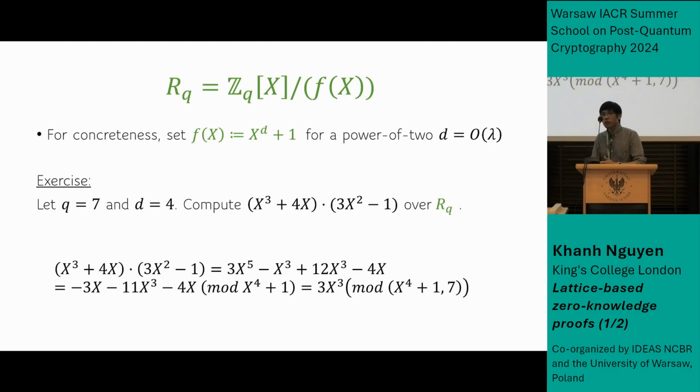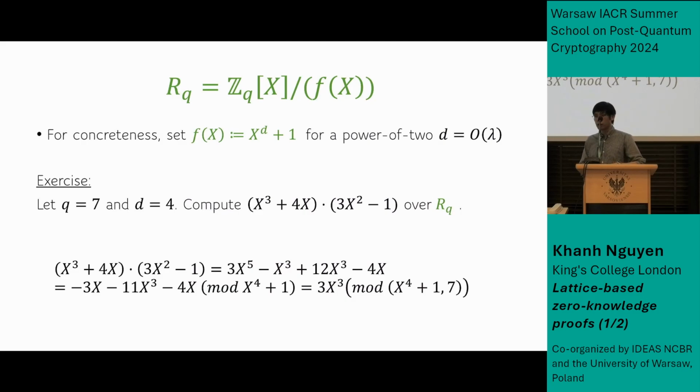Now, what's going on if we want to do this type of operation? We just multiply, just some polynomial multiplication. And then at the end, we need to reduce mod x to the 4 plus 1, and also modulo 7. If you're fast with calculations, then you can verify that if you multiply these two, we have 3x to the 5 minus x cubed plus 12x cubed minus 4x.